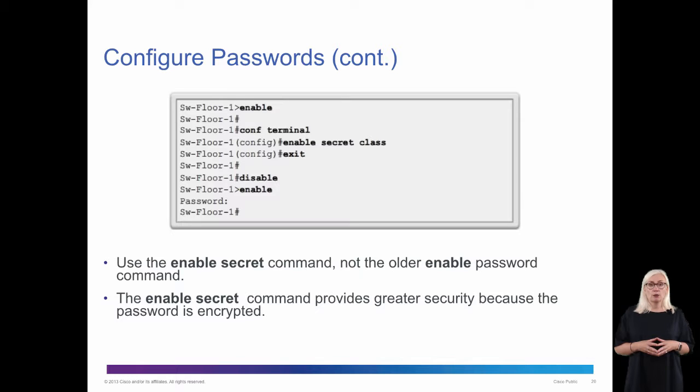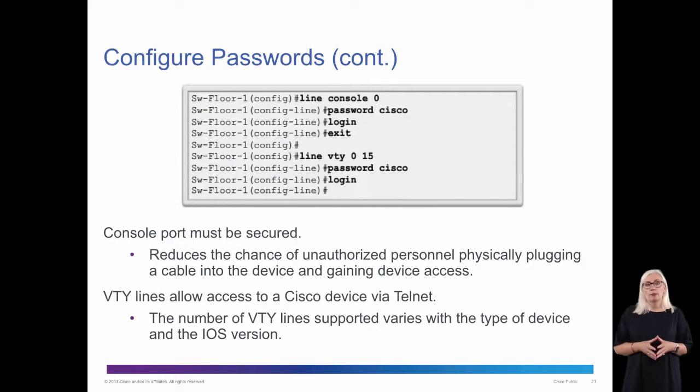The thing with the passwords is that only the enable secret password is encrypted. So if I do a show running config or I copy my configuration to a text file, I will be able to see the passwords, but not when I'm using enable secret. There was an older way called enable password, and that will not encrypt it. But enable secret will encrypt my privileged password. The two others, the one that I set on the console cable and the VTYs, are not encrypted.